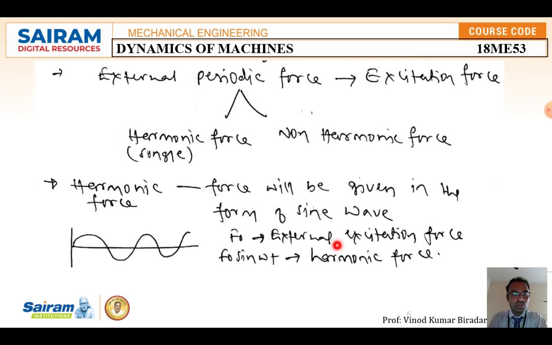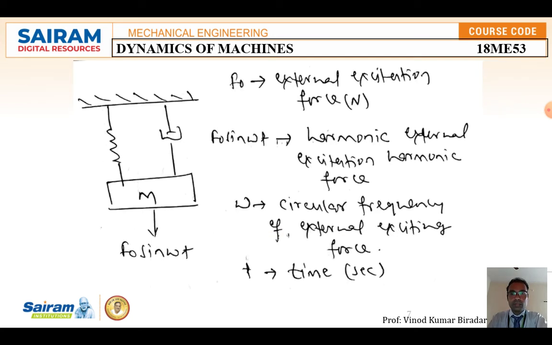What do you mean by harmonic force? F naught sin omega t is called a harmonic force. So I am going to use this while solving the problem. Again, for better understanding, consider a spring mass damper system. This is the stiffness, this is the damper, this is the mass.